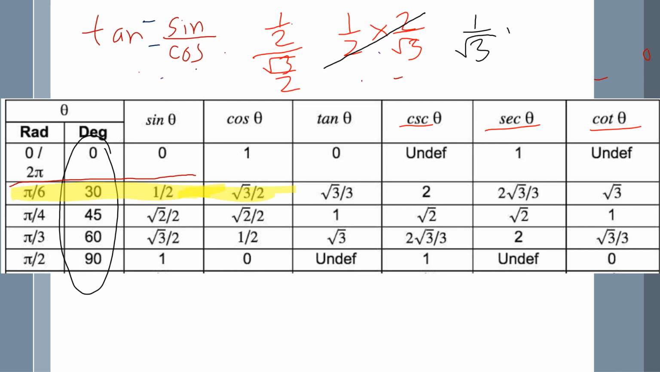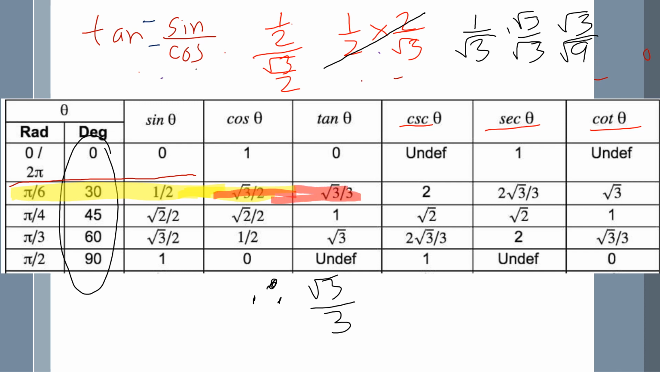So, square root 3 times the square root of 3. Square root of 3 is 3, times 3 is 9. Square root 9, and that's just square root 3. And my final answer is going to be, I'm going to put it underneath right here, square root 3, because we know that the square root of 9 is 3, so square root 3 over 3. So guess what? We just figured out our answer for sine, cosine, tangent.